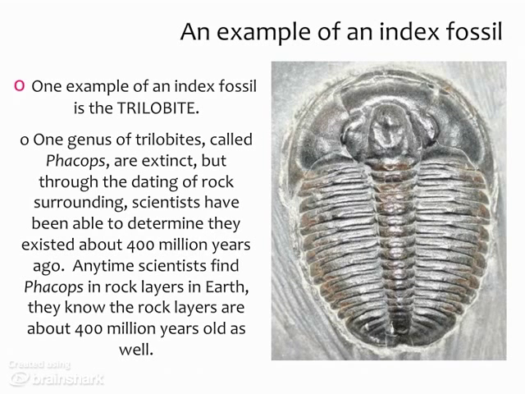Here's a real-life example of an index fossil. It's called a trilobite. Trilobites were around about 400 million years ago. So scientists know if they find those fossils in the rock layers, they know the age of all the rock around it.